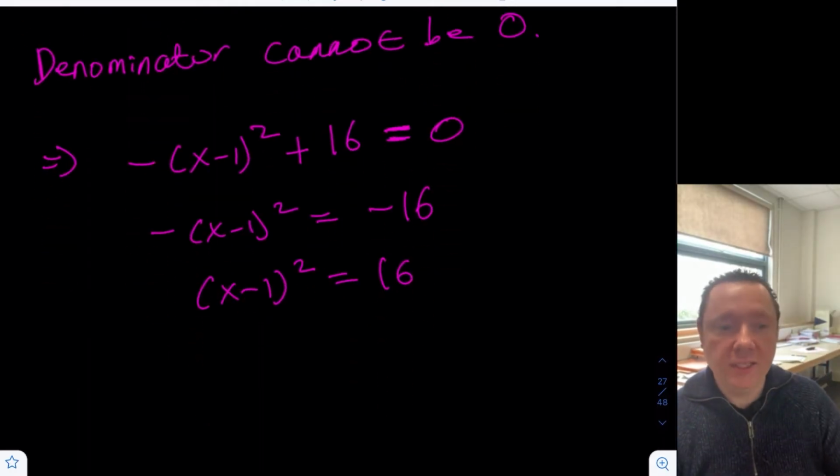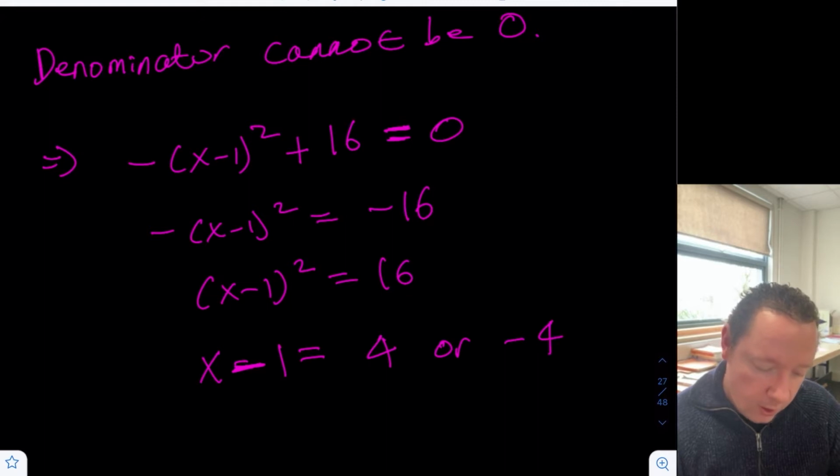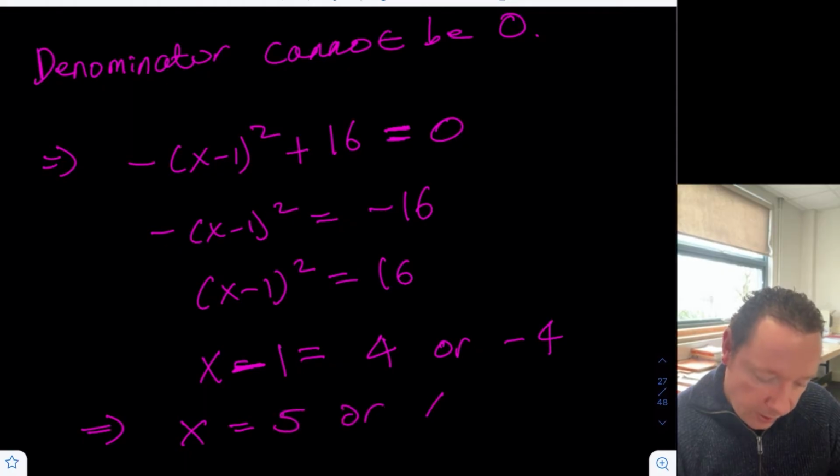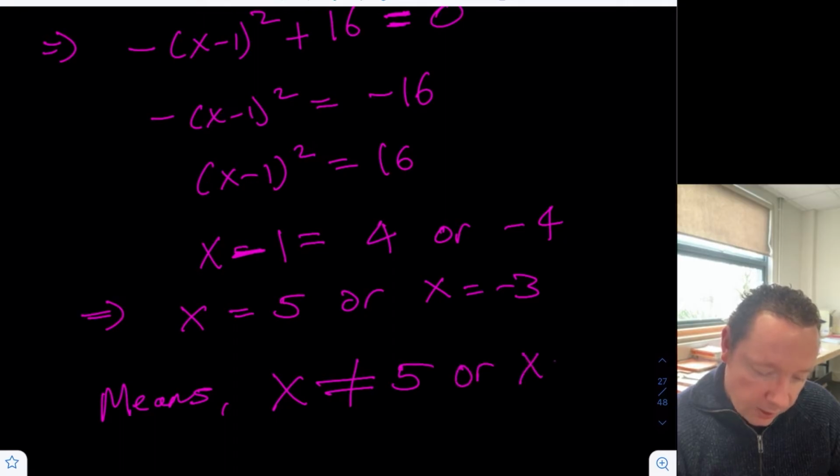Square root on both sides, then you get x minus 1 equals 4 or minus 4. So that means x either equals 4 plus 1 is 5, or x equals minus 4 plus 1 is minus 3. That means x cannot equal 5, or x cannot equal minus 3, and we're done there.